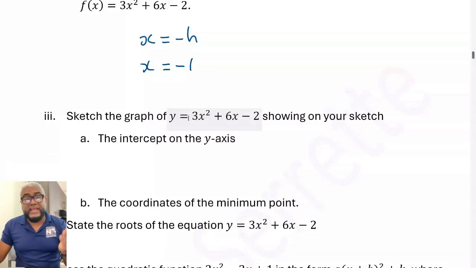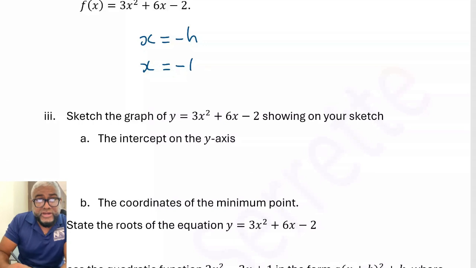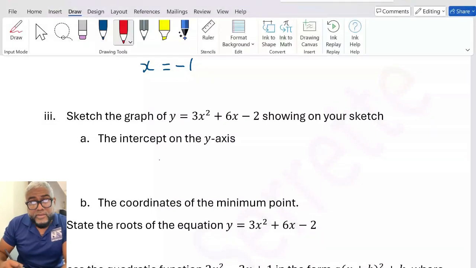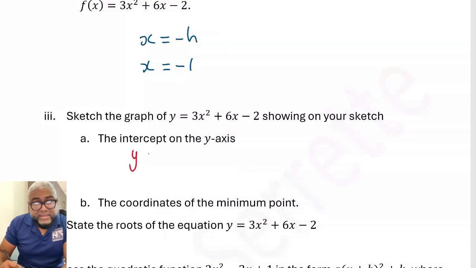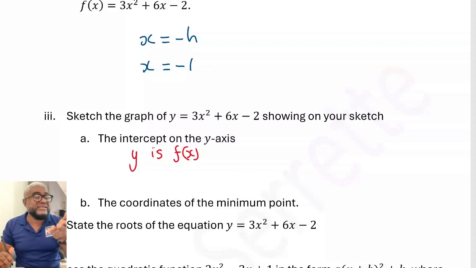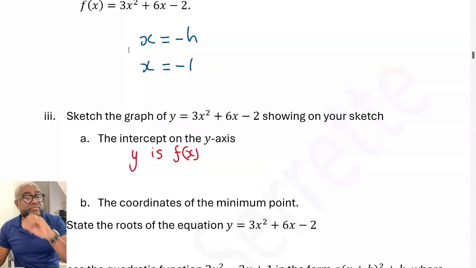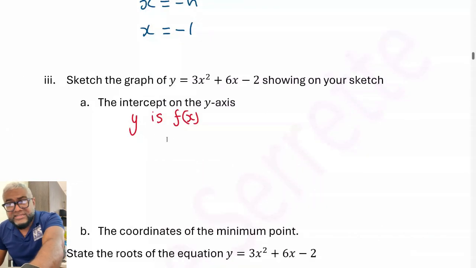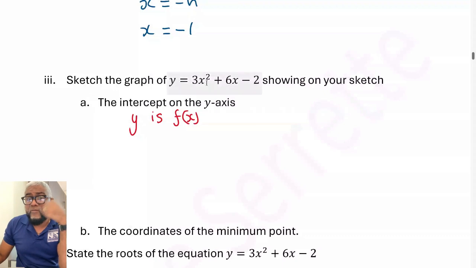Sketch the graph of y. Now, when they put y, a point to note, I'm going to put it right here. Y is f of x, right? So you could put f of x or you can put y. So the mere fact that they put y here simply means it's like f of x is equal to 3x squared plus 6x minus 2, right? Everybody good there? F of x is y. So they just ask us to sketch a graph of y is equal to the same quadratic function that we just wrote above, showing on your sketch the y-intercept.